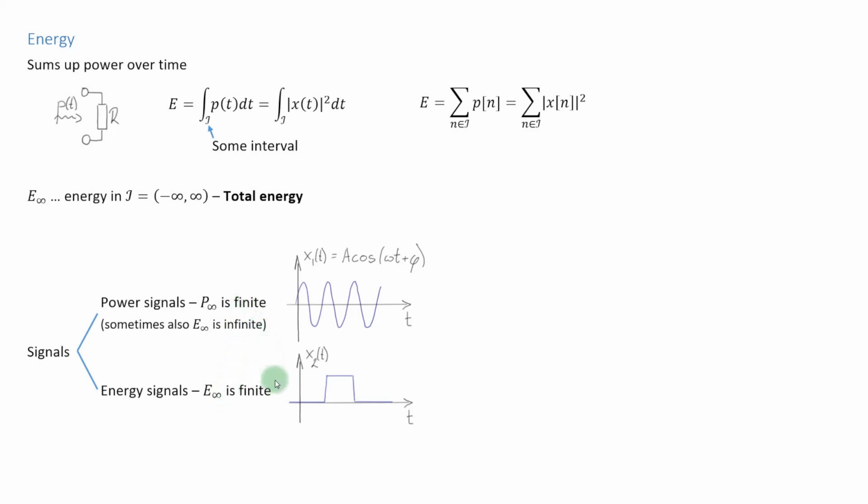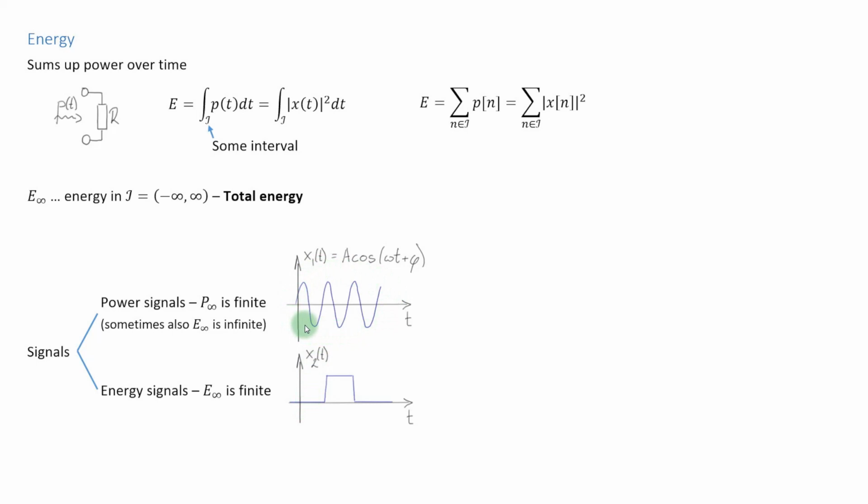An example of an energy signal would be this pulse. When you square this pulse and integrate it in the interval from minus infinity to infinity, you are going to get some finite number. Thus, this signal is an energy signal. An example of a power signal would be this sine.